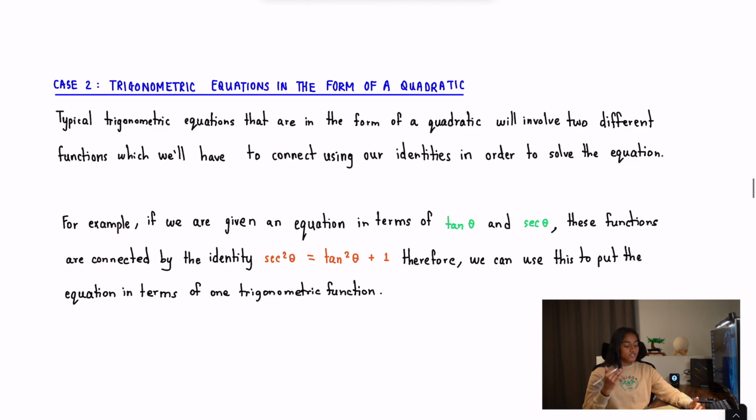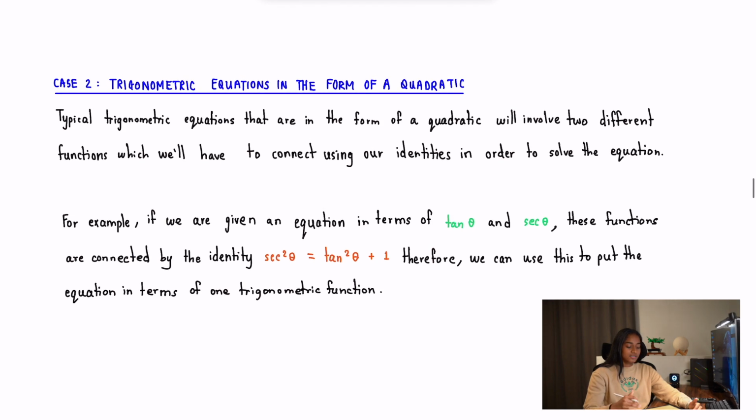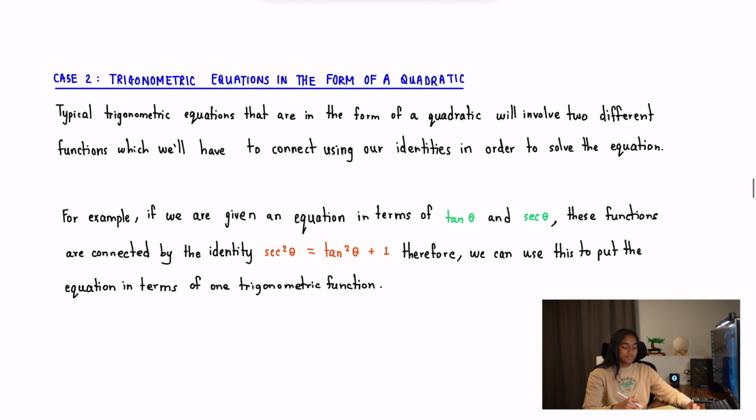Case number 2: trig functions in the form of a quadratic. Typical trigonometric equations in the form of a quadratic will involve two different trigonometric functions, and we will have to connect them using our identities. Again, the previous video is very helpful for that. For example, if we are given an equation in terms of tan and sec, we remember the identity sec squared theta is equal to tan squared theta plus 1. Therefore, we can use this to put the equation in terms of one trigonometric function.